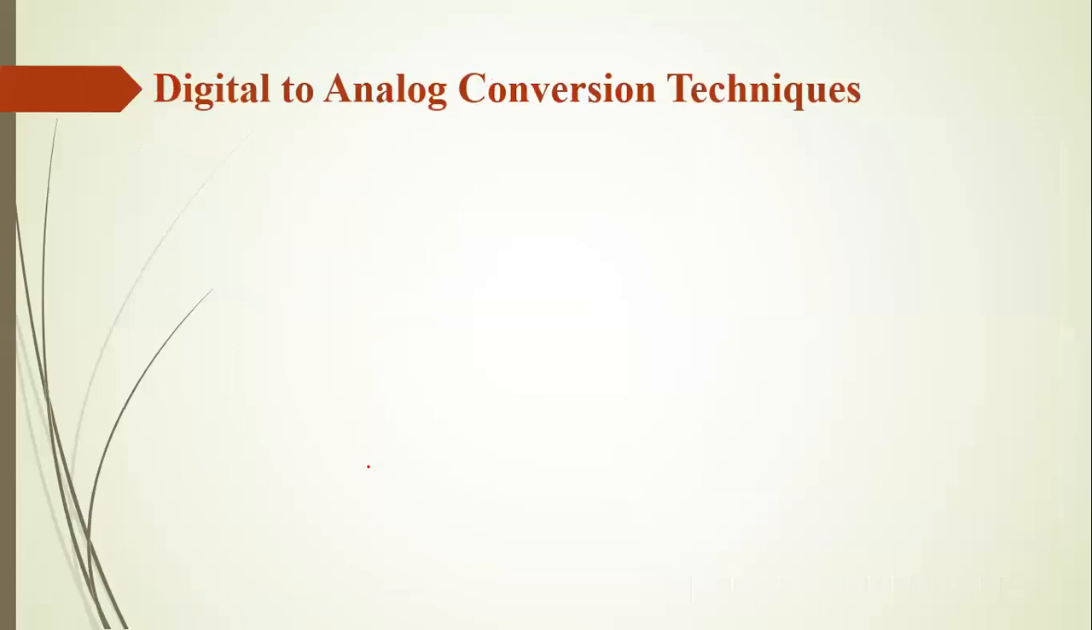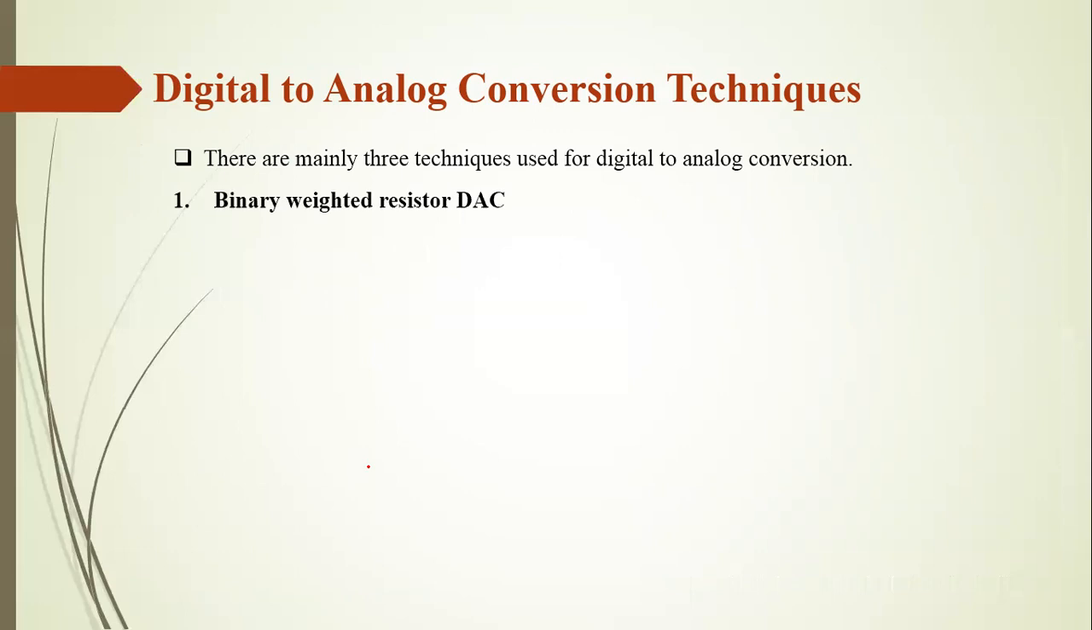Next we have digital to analog conversion techniques. There are mainly three techniques used for digital to analog conversion, which we have already discussed in the basics of D to A and A to D converters. The first one is the binary weighted resistor method, the second is the R to 2R ladder D to A converter, and the third is the inverted R to 2R ladder D to A converter. In this presentation, we are going to see what a binary weighted resistor D to A converter is.